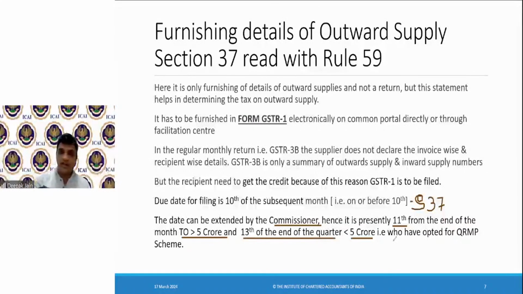First is the 10th as per the Act. Then the power is given to the commissioner to extend. So now, practically, based on that power, the commissioner has mentioned that the due date for filing GSTR-1 is the 11th for higher taxpayers. Higher taxpayers means those who have a turnover more than 5 crores. And the people who have turnover less than 5 crores can file quarterly returns and can file GSTR-3B after the end of the quarter by the 13th. Okay? So there are 2 due dates for GSTR-1. One is the 10th and one is the 13th.